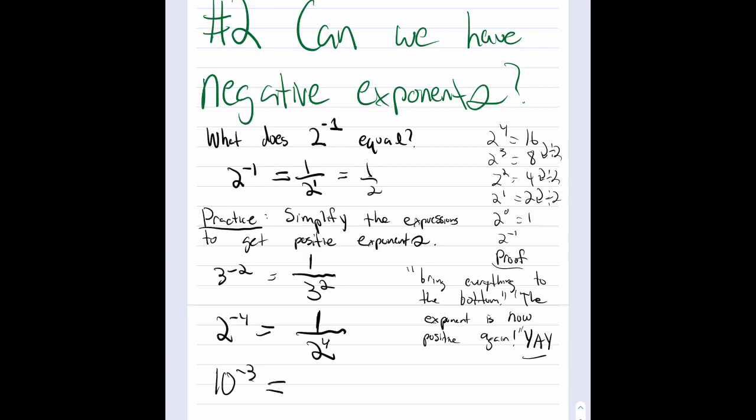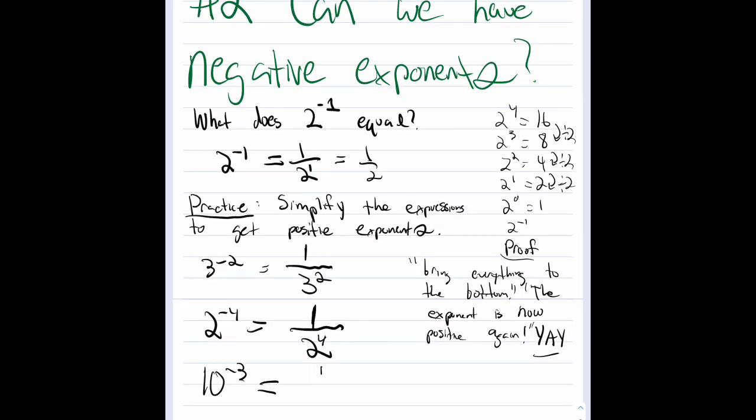Go ahead and try 10 to the negative 3rd. What does that equal? Well, if you do the same thing, you bring everything down to the bottom, you should get 1 over 10 cubed, and there you go. Just bring it to the bottom, that's all.